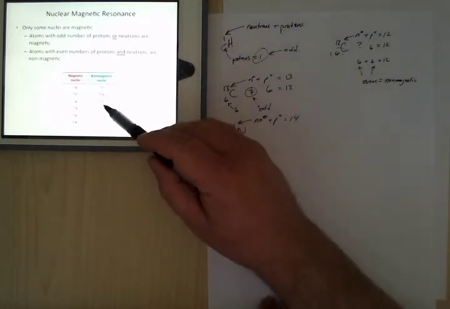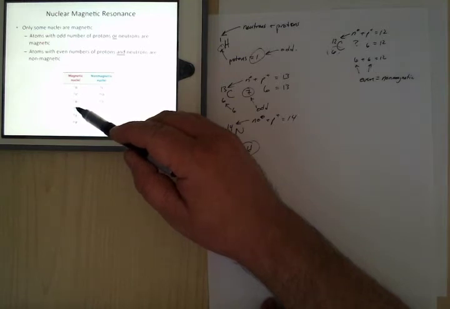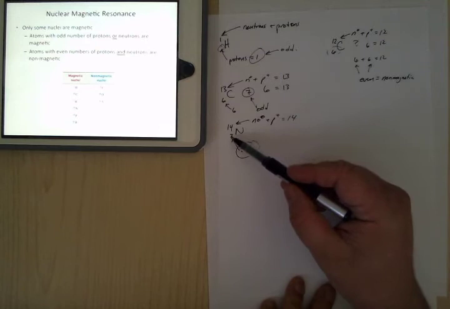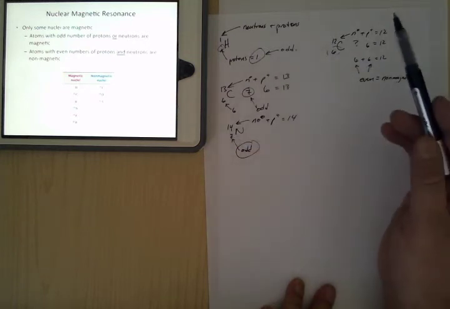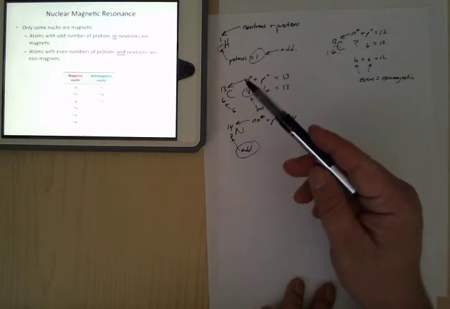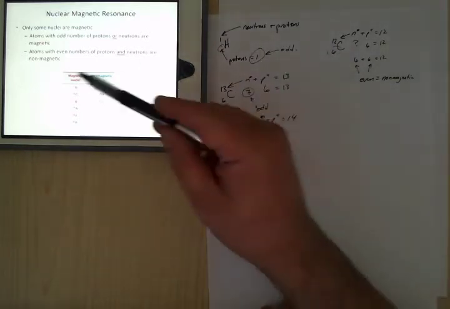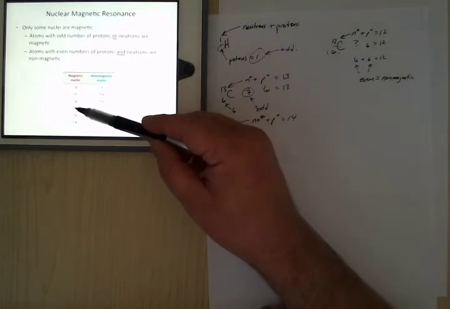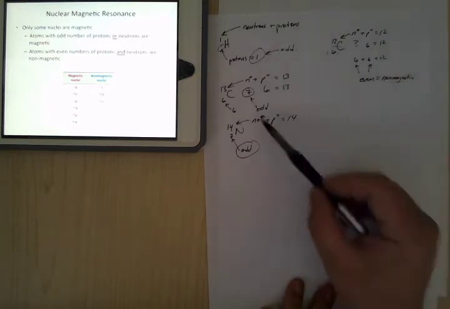Same goes with oxygen, same goes with sulfur. Just because the upper number is even doesn't necessarily mean that it's non-magnetic. You have to look at the protons and the neutrons. If either is odd, you're good, because you can get an even number either by adding 2 evens, or by adding 2 odds. So just because this upper number is even doesn't necessarily mean anything. This is a good thing to remember.